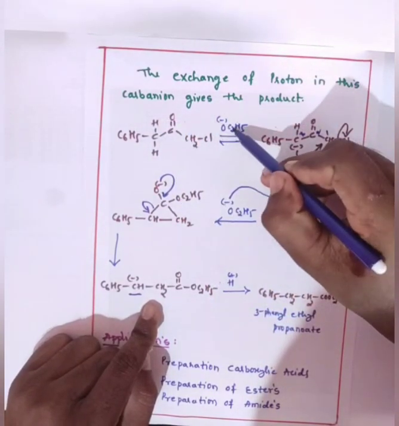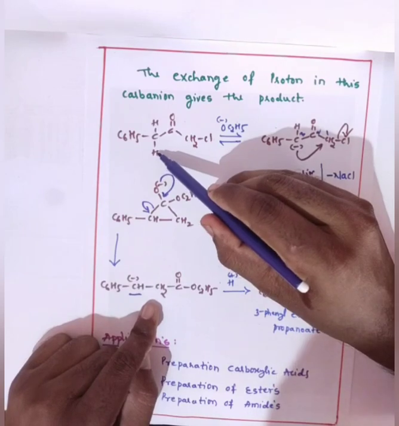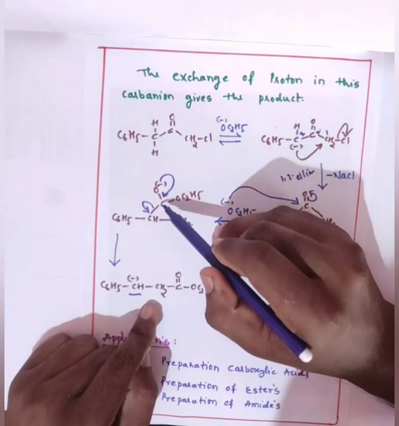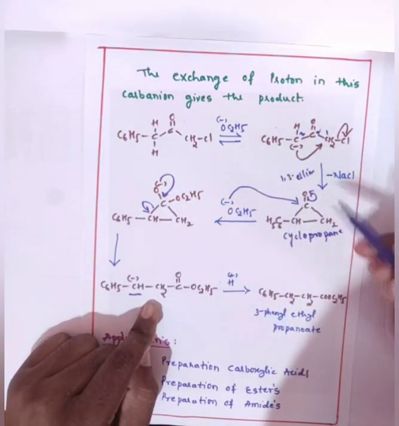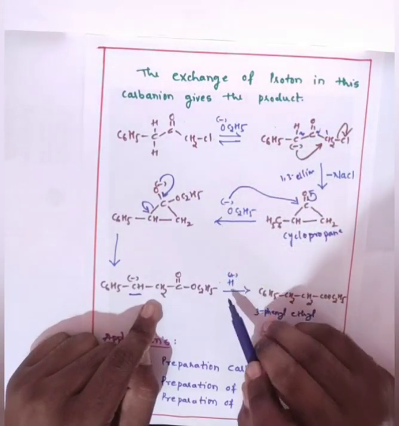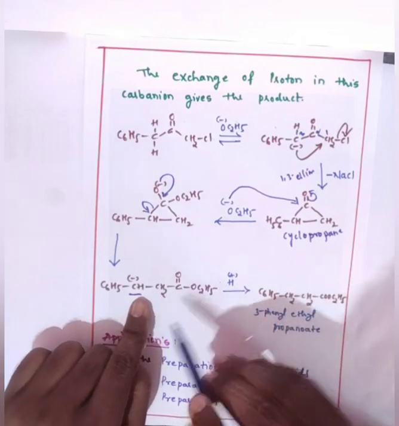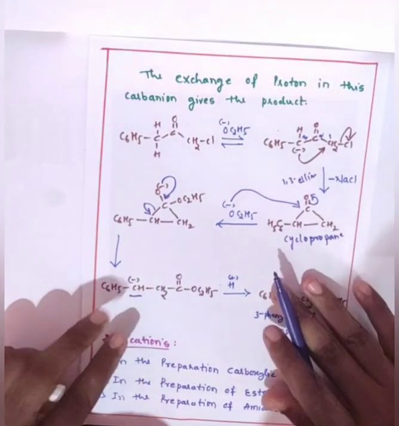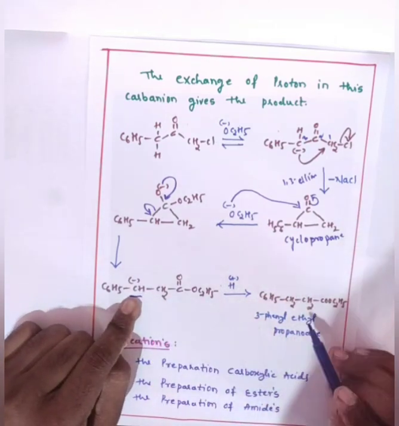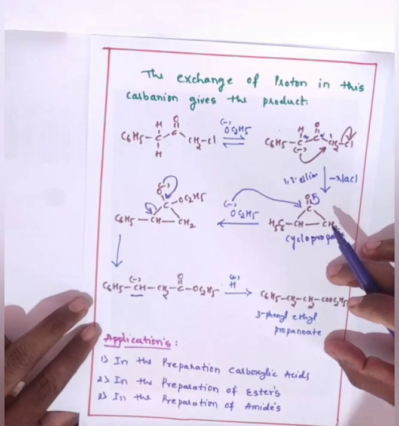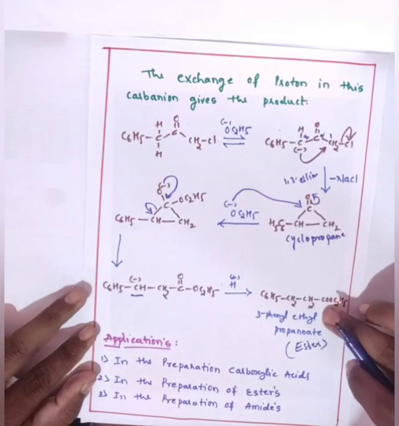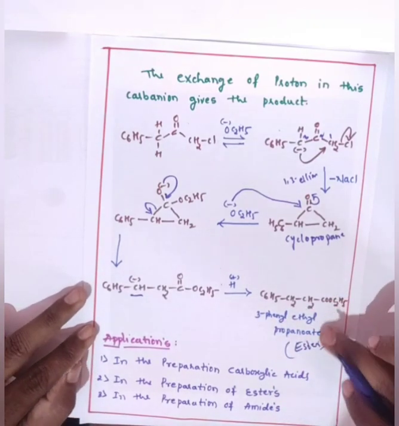So here this ethoxide ion helps to eliminate this proton as H plus, and secondly that ethoxide ion attacks the cyclopropane. What is left behind in the reaction mixture is H plus. At this stage, that H plus attacks this carbanion. This H plus attack results in the formation of the final product, that is the ester. That ester is nothing but 3-phenyl ethyl propanoate.